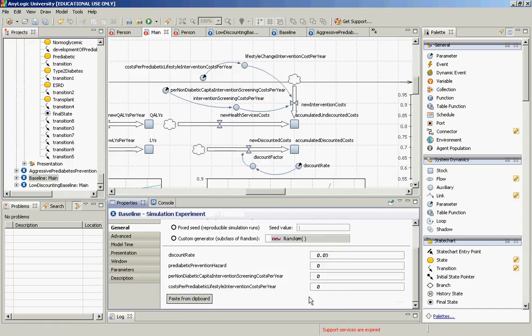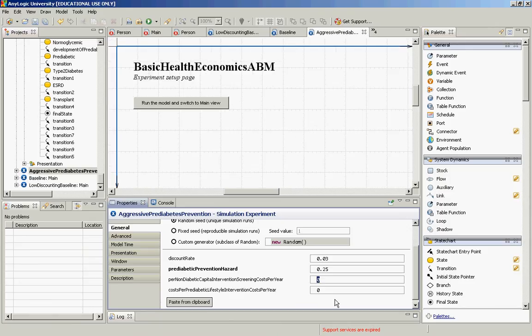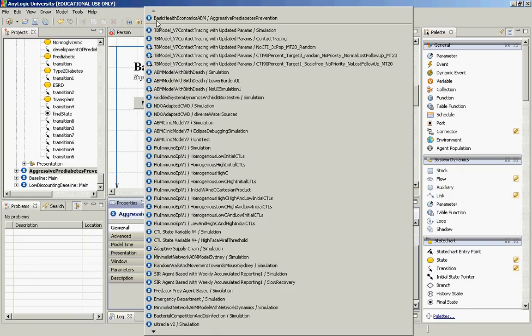But this aggressive prediabetes prevention, we have some costs of per capita intervention screening, so that's for non-diabetics. And then we have lifestyle intervention changes, which we'll assume will cost, say, $750 per person per year. The screening costs on a per person basis, maybe it won't be $100, maybe it will be $25 per non-diabetic per year. Okay, so we now have in our model taken into account intervention costs as well as costs exerted on the healthcare system.